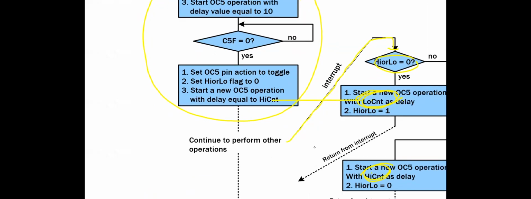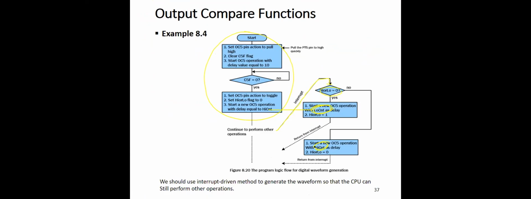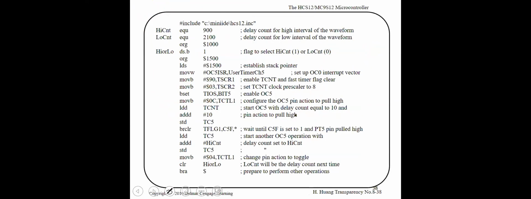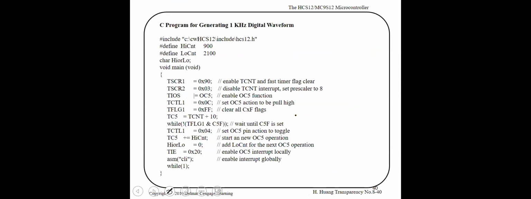Then we change the status of the system. If we were in the low portion, next time when the interrupt occurs, we are in the high portion. Same here, we change back the status of the program to the low whenever we are in the high portion. So this is the program in assembly. Let's look at the C version of it.